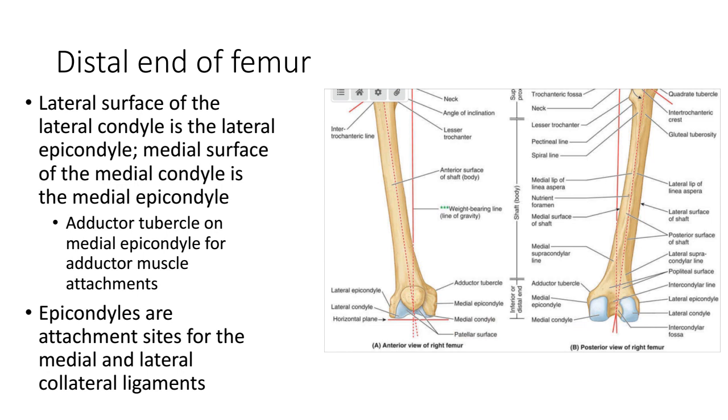The lateral surface of the lateral condyle is the lateral epicondyle, and the medial surface of the medial condyle is the medial epicondyle. The adductor tubercle is on the medial epicondyle, and it is the location for adductor muscle attachments. The lateral epicondyle is the attachment site for the lateral collateral ligament, otherwise known as the fibular collateral ligament, and the medial epicondyle is the attachment site for the medial collateral ligament, otherwise known as the tibial collateral ligament.